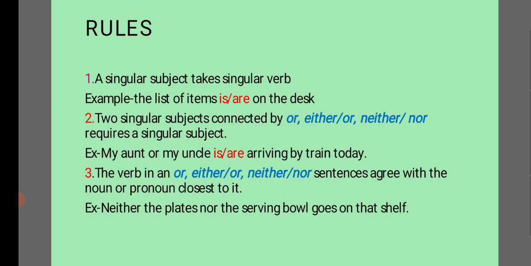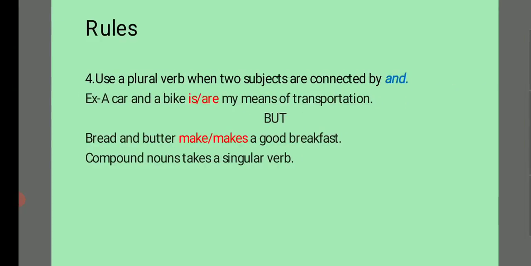But there is an exception to it. If one of the subjects is singular and the other one is plural, the verb will follow the subject closest to it. अगर हमारी दो subjects or, either or, neither nor से connected हैं, but one is singular and the other one is plural, verb के पहले जो भी subject होगा, verb हमेशा उसे follow करेगा. So this is the third rule.